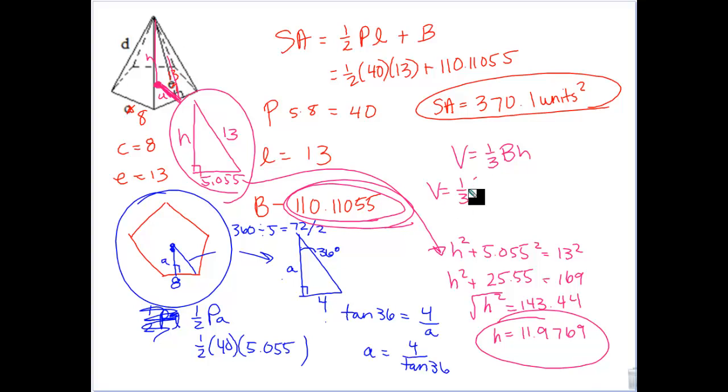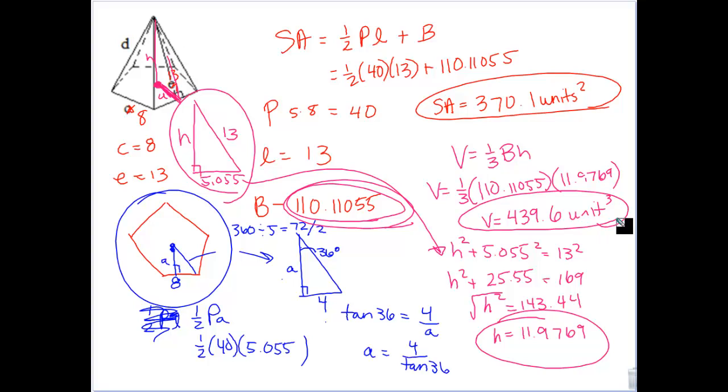So now we have the height, we have the area of the base, and we can find the volume. So 1/3, our area of the base was 110.11055 times the height, which we just got to be 11.9769. So when we multiply those all together, we get a volume of 439.6 units cubed. So that's how we find the surface area and volume of pyramids.